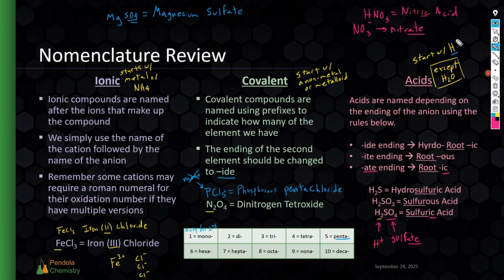All right. So that's just a brief throwback, brief overview of the nomenclature rules. Remember, first question you should ask yourself, is it ionic, is it covalent, or is it an acid? If it starts with a metal or with an NH4, it's ionic. If it starts with a non-metal or a metalloid, it's covalent. And if it starts with hydrogen and it's not water, it's an acid. Water, by the way, is covalent. And then we use these different naming rules depending on which one it is.